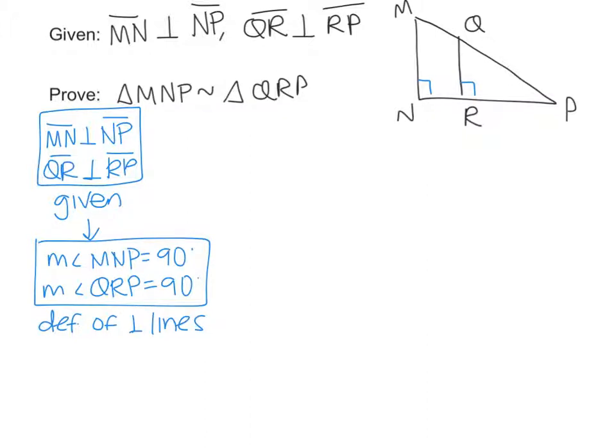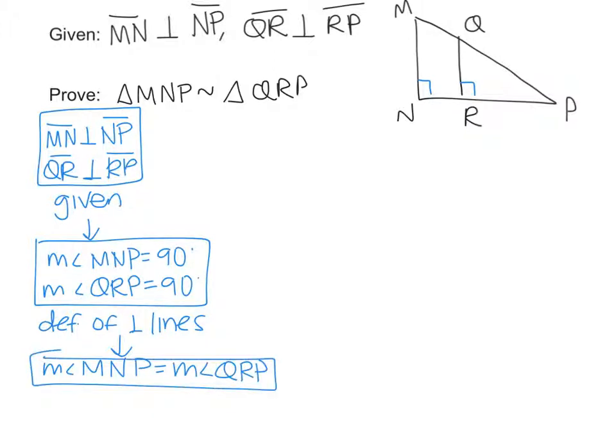Okay, so now I know, if I have two things equaling 90, then that means that these two things have to be equal. So this kicks us down here, the measure of angle MNP, just rewrite that, that's a little messy. So I know I have the measure of angle MNP equals the measure of angle QRP. And why is that? Well, that's just straight substitution.